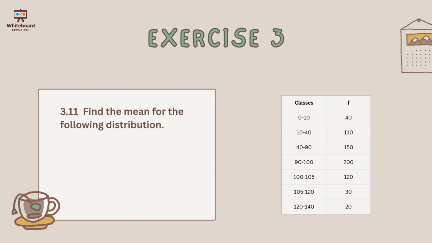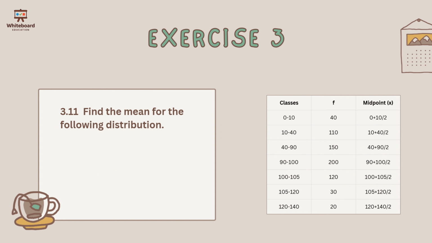Question 3.11. Find the mean for the following distribution. First, we will verticalize the table. Now you tell me, how will we find the mean with only continuous classes? That's right. We need to find the midpoints of these classes, so that finding the mean is possible. For calculating the midpoints, we add the upper and lower limit of the class and divide it by 2, like 0 plus 10 divided by 2, and this will be the outcome.